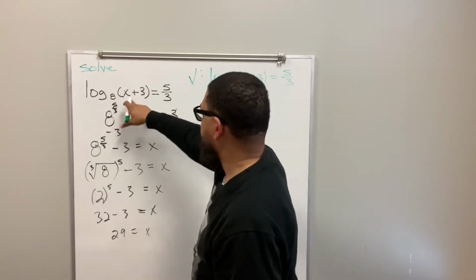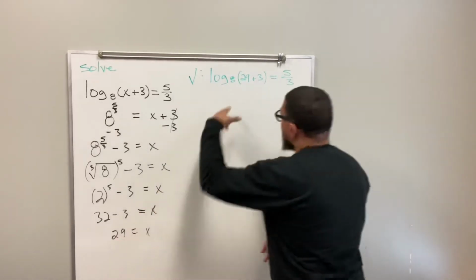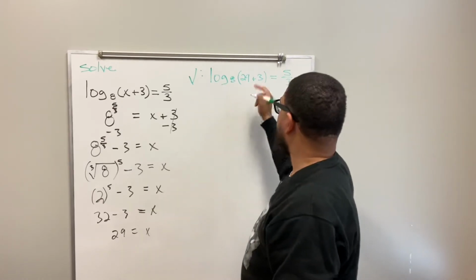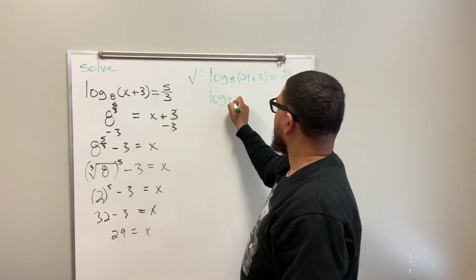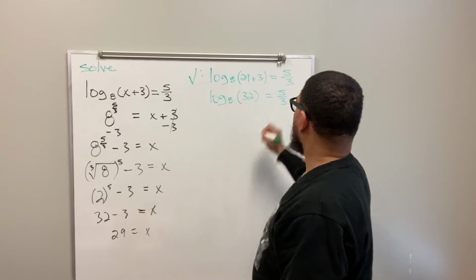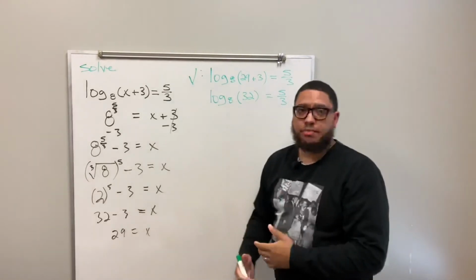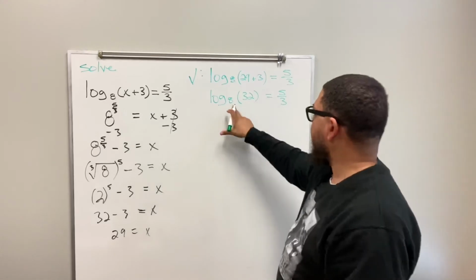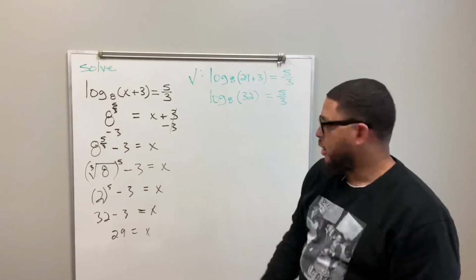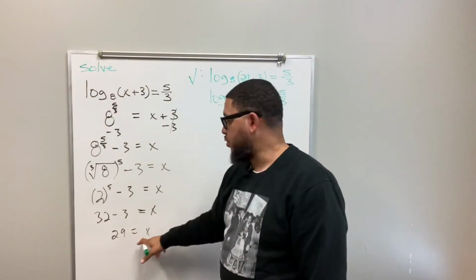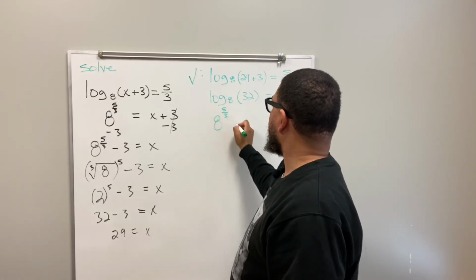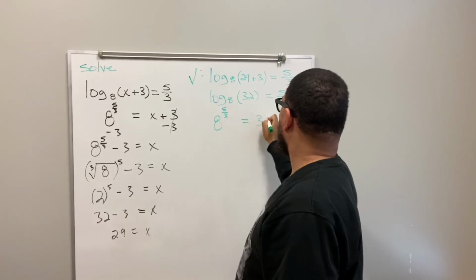5/3, because that was x plus 3. But I think x equals 29, so now I'm going to throw the 29 in right there where the x was. Now, I simplify 29 plus 3. So now I got log base 8 of 32 equals 5/3. So now I rewrite it in exponential form. 8 raised to this power is equal to 32. Now, if that's a true statement, then that's proof that 29 is the correct solution for x. So that means I got 8 to the 5/3 power equals 32.